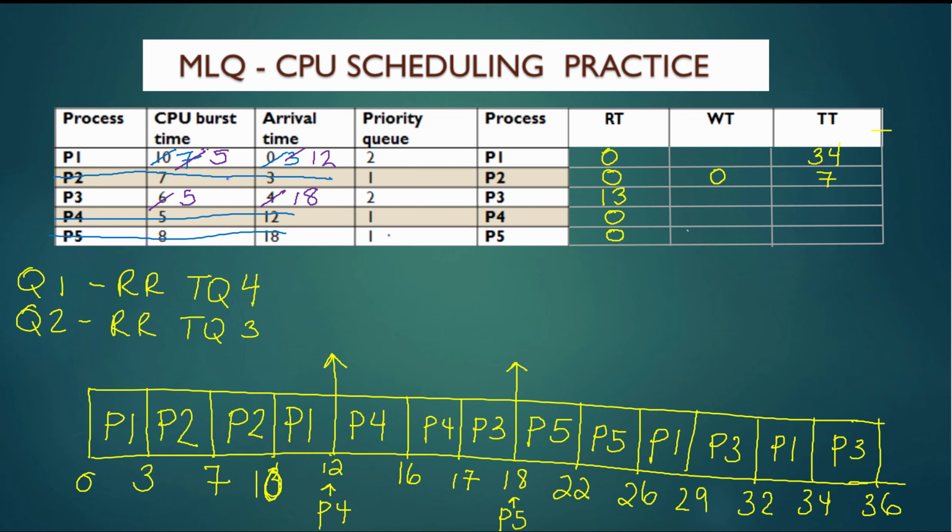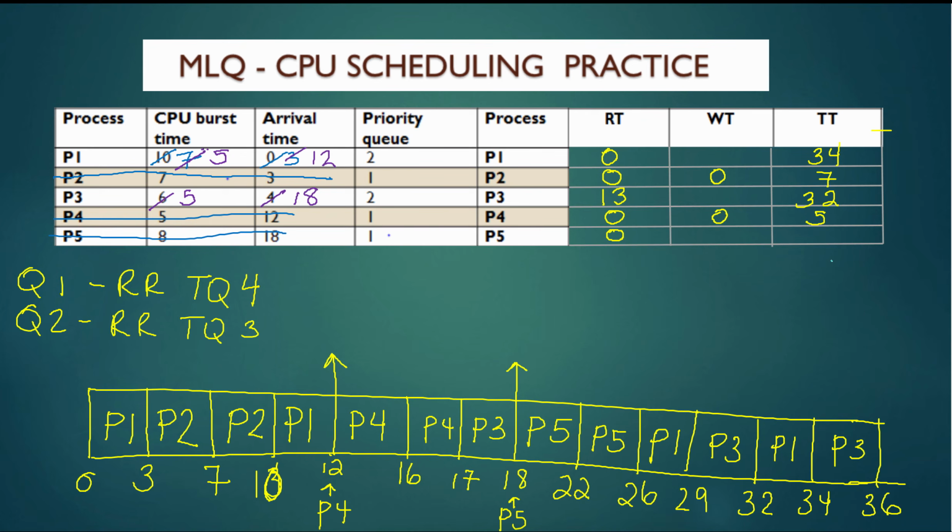P3 finished at time 36 here, arrived at time 4, so P3 was active in the system for 32 time units. P4 arrived at time 12 and finished at time 17 and was active in the system for 5 time units. All that time doing CPU bursts, so P4 never waited at all for anything.